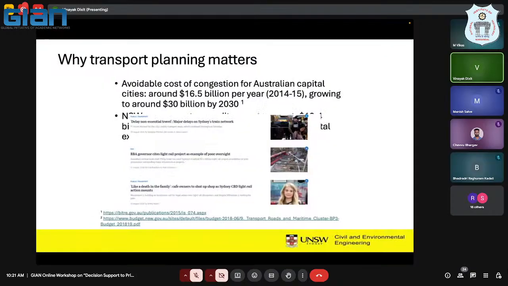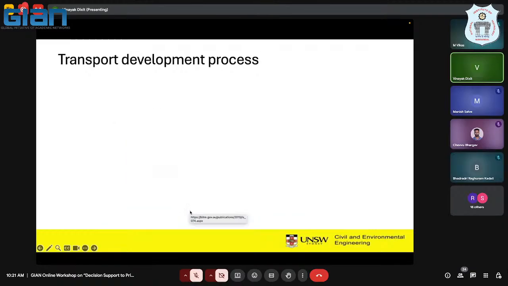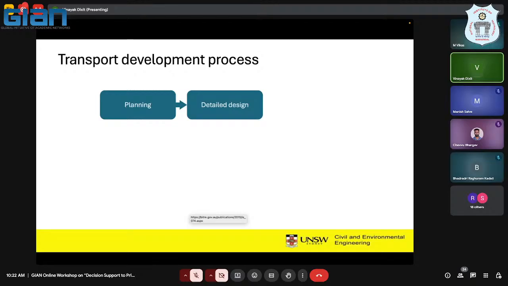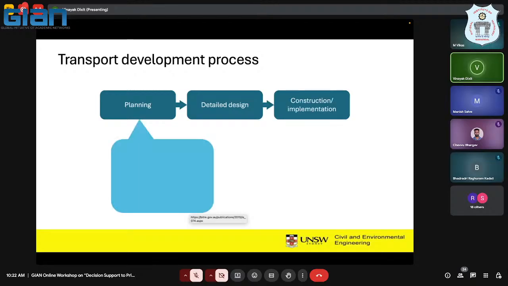All right. So the transport development process. Generally you have 3 stages. The first stage is the planning, then the detailed design, and then the construction. Where most of our work and our discussions are sitting today is in the planning process. In the planning process, first of all, we need to identify the problem.